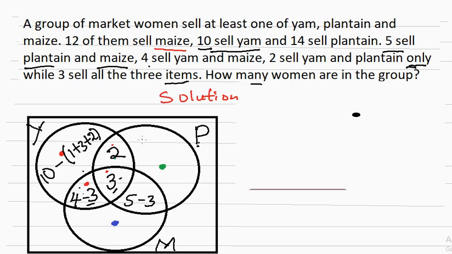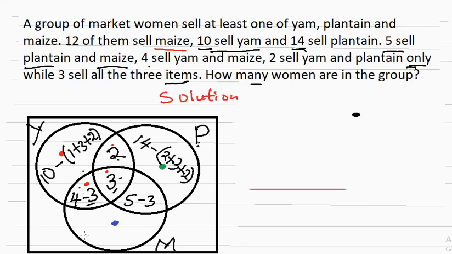I'll do the same for the plantain. We are told that 10 sell yam and 14 sell plantain. So 14, of course, minus bracket open, I'm going to subtract 2 plus 3, which is 5, minus 3. That's plus 2.